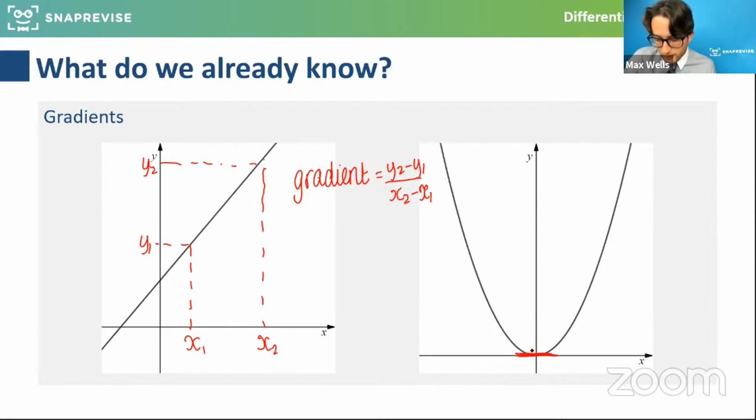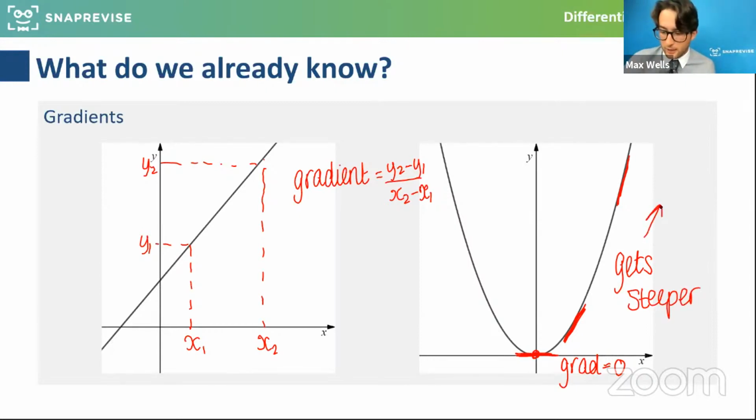So if we look at the curve here, the gradient is 0 at this turning point. So the gradient is 0. And then here, it's like a positive gradient. And then up here, it's like an even steeper positive gradient. So it kind of gets steeper. So this is what we're dealing with in differentiation. We're dealing with a gradient that's changing. So it gets steeper that way.